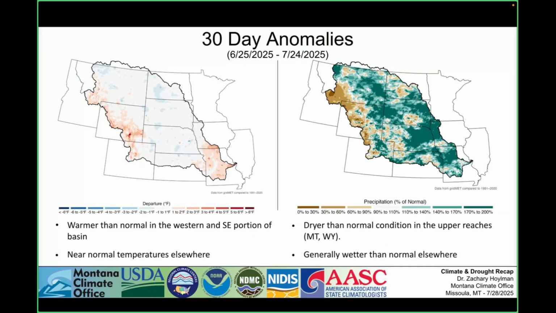For example, moving on now to more recent anomalies, these 30-day maps reinforce the same patterns we just saw. Generally, warmer than normal temperatures are concentrated in the western portions of the basin in Montana, as well as the southeastern portions of the basin, with most other areas remaining close to average. Precipitation, again shown on the right, over this period has been much the same. Persistent dryness in the northwestern reaches of the basin, and generally wetter than average conditions downstream, especially in places like Nebraska, South Dakota, and eastern Wyoming.